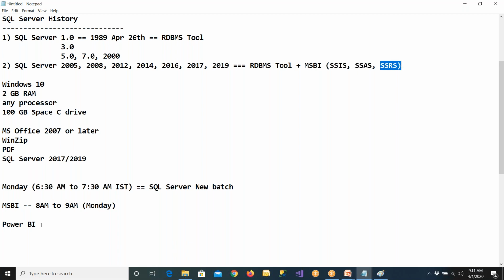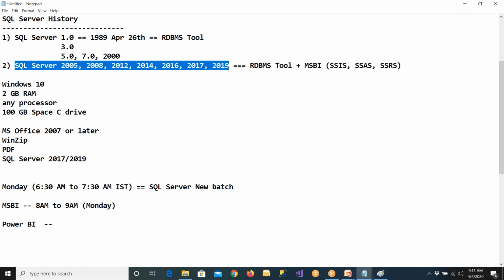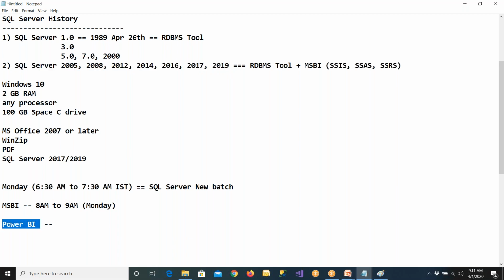So Power BI is also from Microsoft. You need to install it separately. It is not coming with the SQL Server. SQL Server does not have Power BI software. You have to download it from Google. Yes. So for this also, we're having a new batch. It started today, I think in the morning at 8 o'clock.